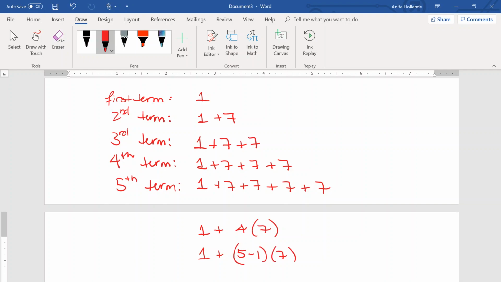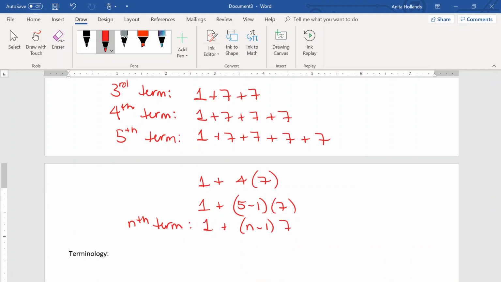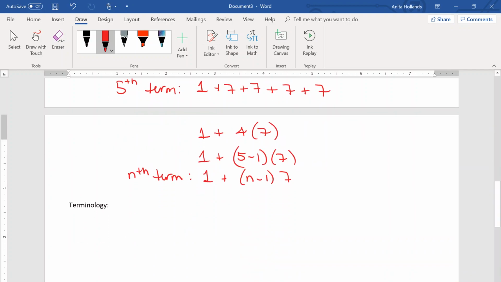So if we were to look for the nth term, for example, we would get 1 plus n minus 1 times the common difference. And this is particularly useful when we are trying to find specific term numbers for either finite or infinite sequences. So let's now take a look at some of the terminology. For common difference, we typically use the letter D. So D stands for common difference.